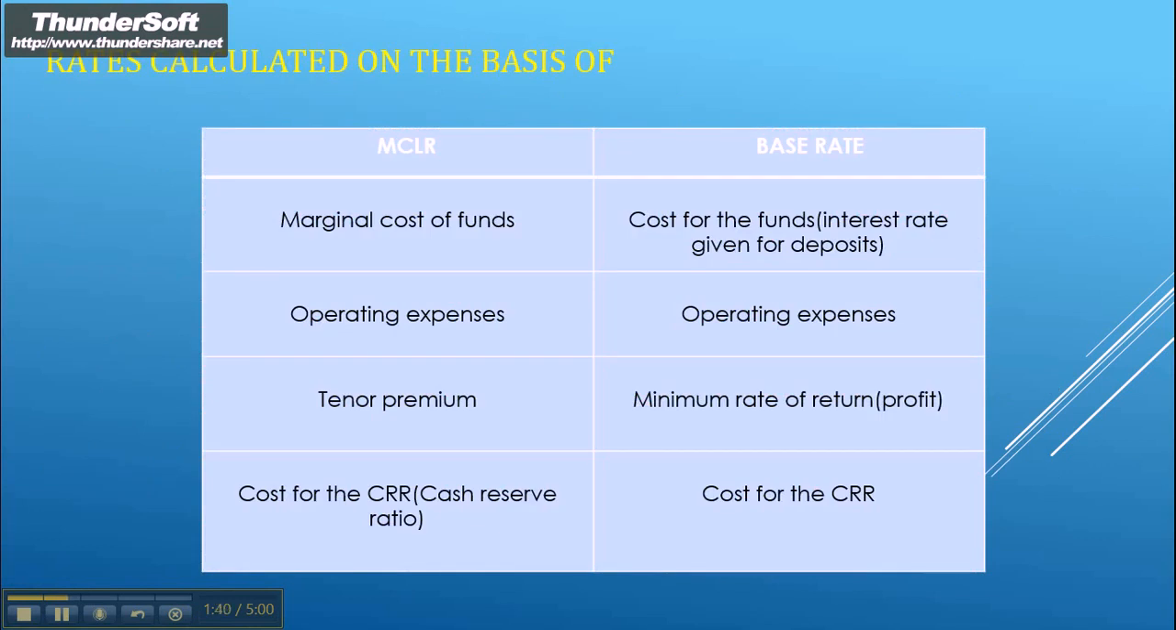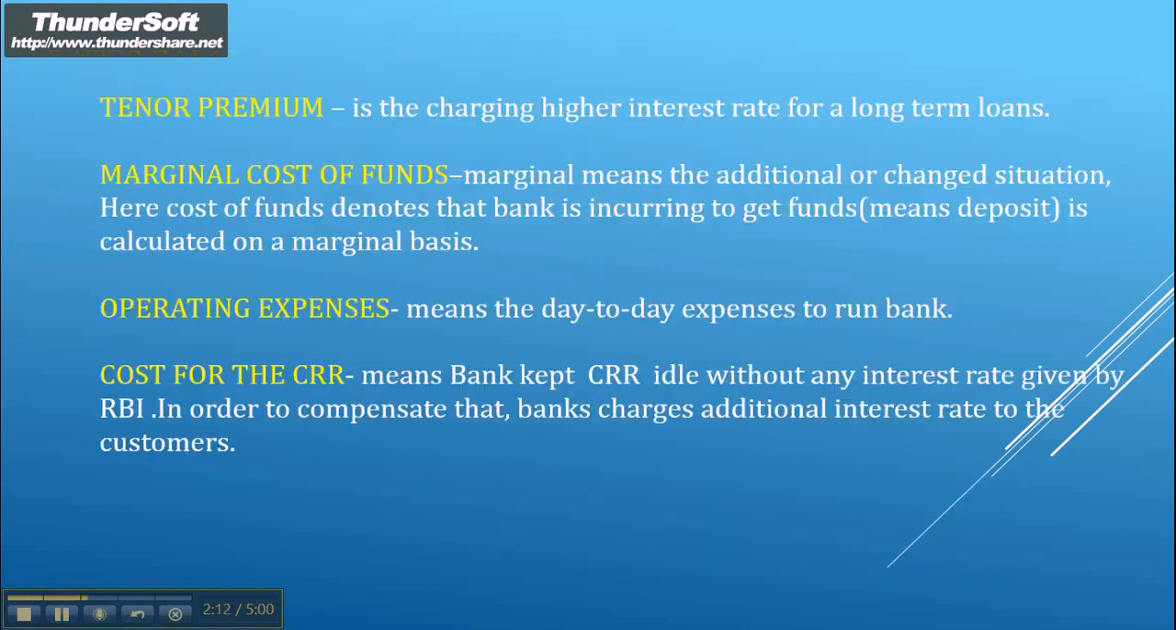So how are MCLR and the base rate calculated? First, let's look at the MCLR calculation. MCLR is calculated on the basis of the marginal cost of funds, operating expenses, tenor premium, and cost for the CRR. The base rate consists of the cost of funds, operating expenses, minimum rate of return, and cost for the CRR. So we need to know what tenor premium, cost for the CRR, and marginal cost of funds are. I will explain it now.